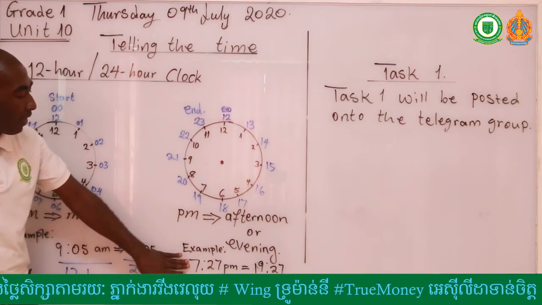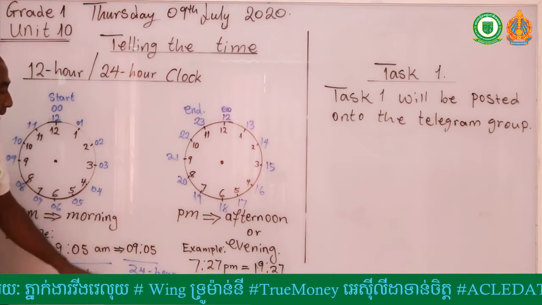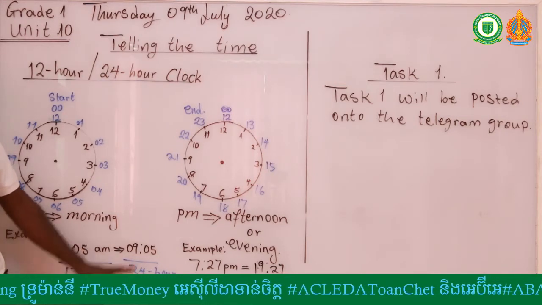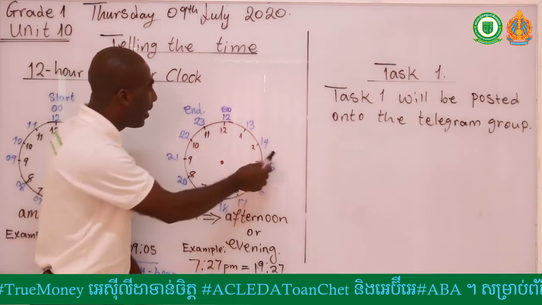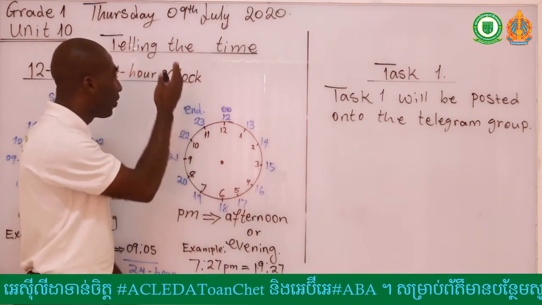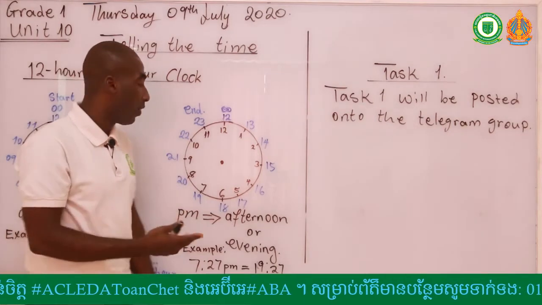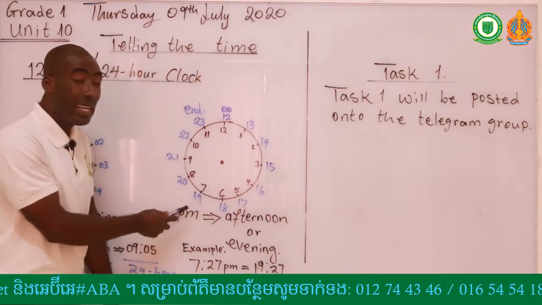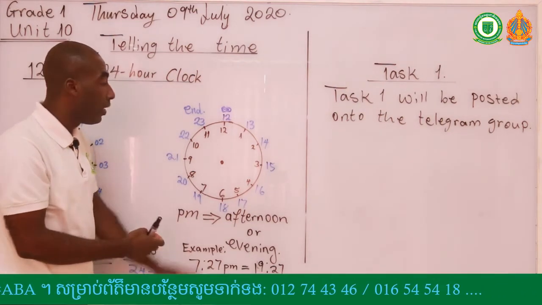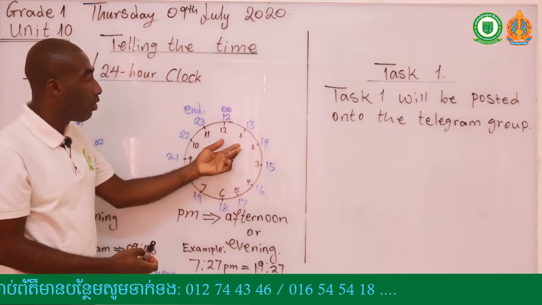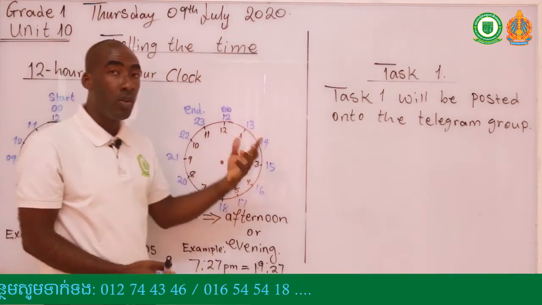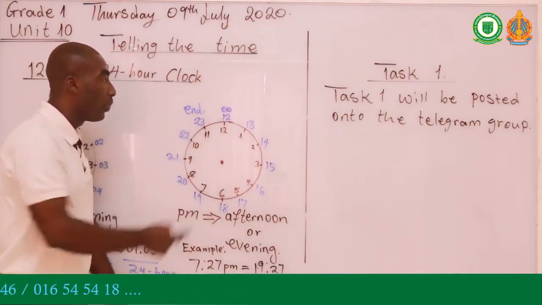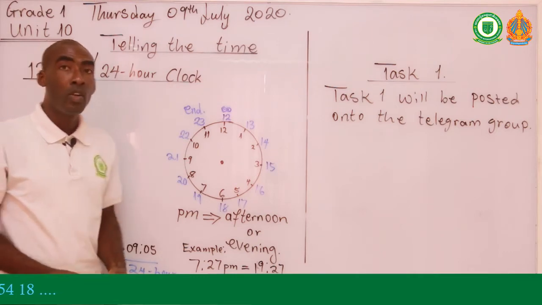In the case of the 12-hour, we don't start with 0, but in the case of the 24-hour, we start with 0. Okay? So the time here corresponds to that of the 12-hour and that of the 24-hour. So when you see 7 o'clock in the evening, it means we are talking about 19 o'clock in the 24-hour clock. 1 o'clock in the afternoon is 13 o'clock in the 24-hour clock. So you match these ones to help you to understand the clock very well.